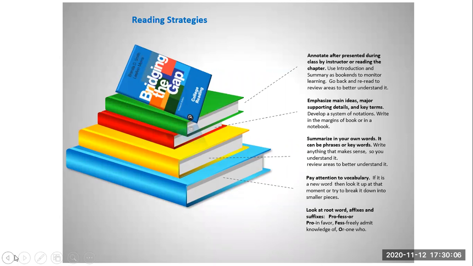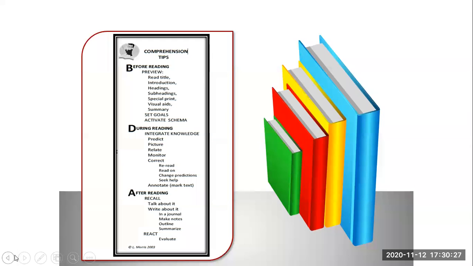Now, strategy 3 is it is an active process. So the second and multiple times that you're reading to study in your textbook, you're going to have to be actively engaged. So I have our comprehension tips here. Before reading, I had talked about that.